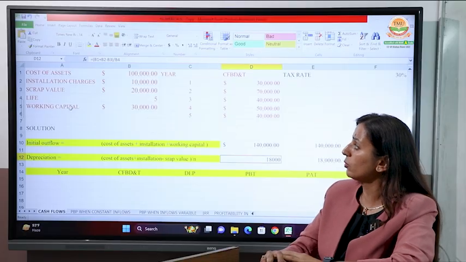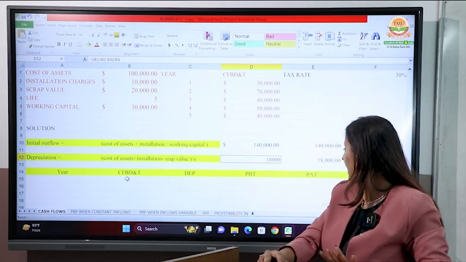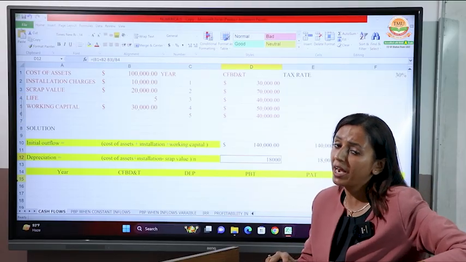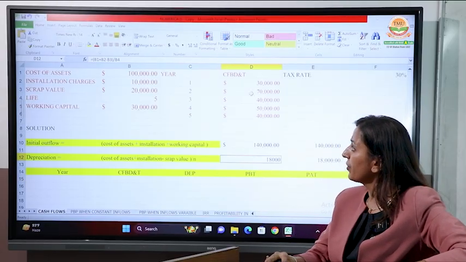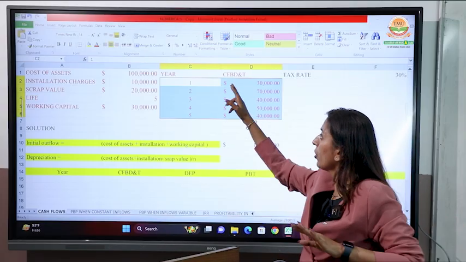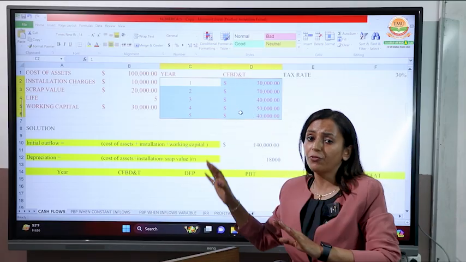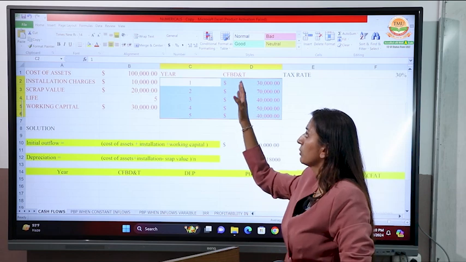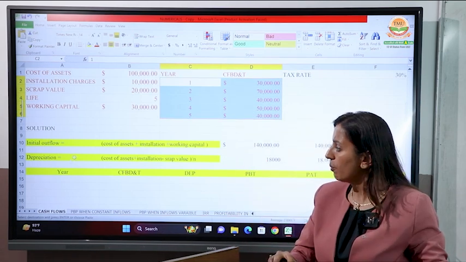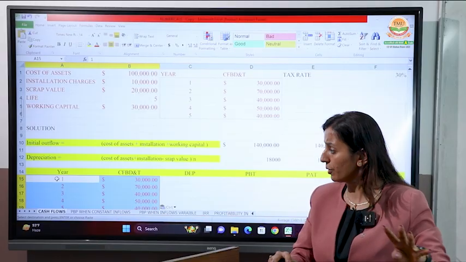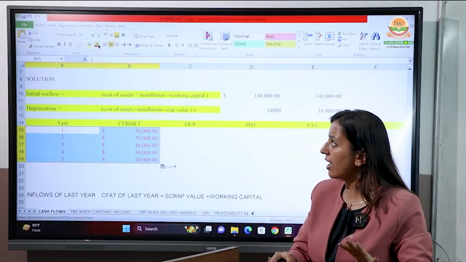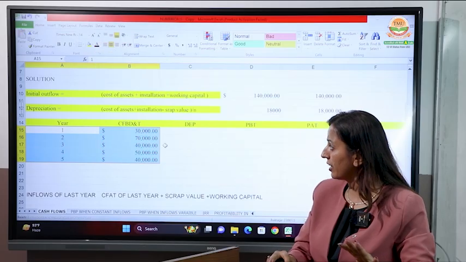Now what do we have to calculate? We have to calculate the cash flows after tax. What will be the cash flows after the tax? What information have we been given? We have been given the year and the cash flow before depreciation and tax. We just copy the question and put the years in the solution part. Year, 30,000, 40,000, we have given, just making it in a different way.